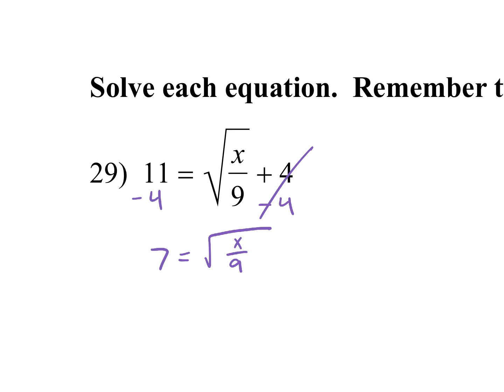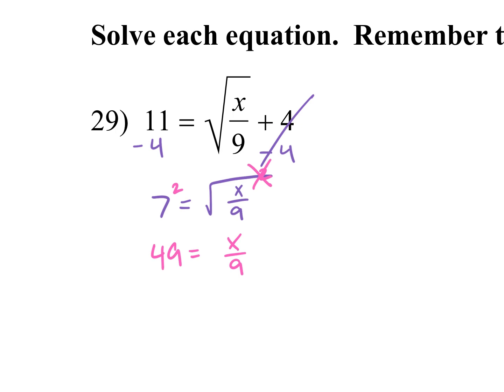How do I get rid of that square root? What's the opposite of taking the square root? We want to square both sides because that'll cancel out with the square root. What is 7 to the second power? 49. So 49 is equal to x divided by 9. And then what's my last step? Multiply both sides by 9.